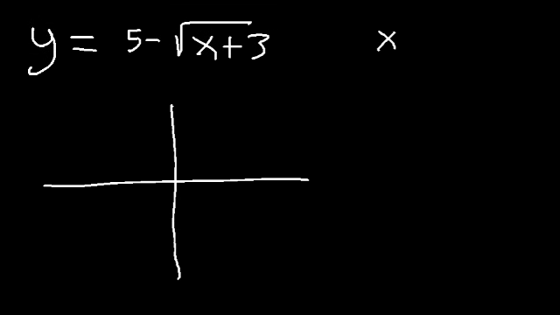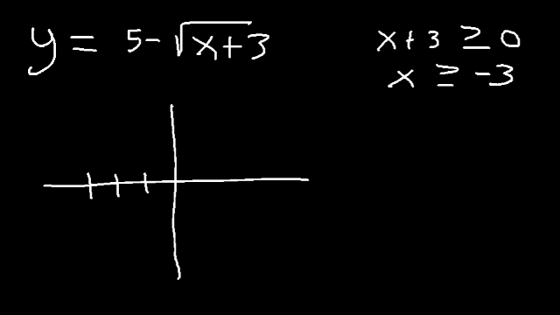So if you set the inside equal to or greater than 0, you'll see that x has to be greater than or equal to negative 3. So it's going to shift 3 units to the left. That's where it's going to start. And we have a positive 5 on the outside, so it's going to go up 5 units. So it's going to start here at (-3, 5).